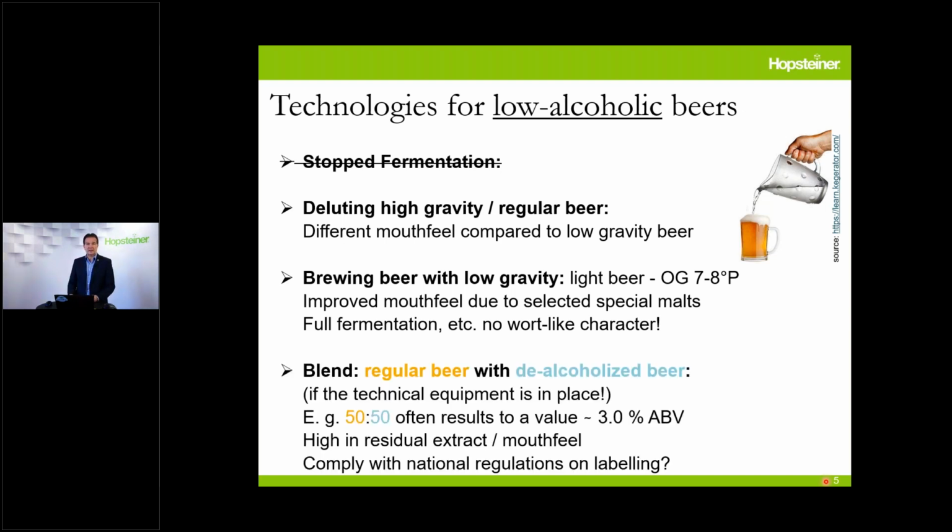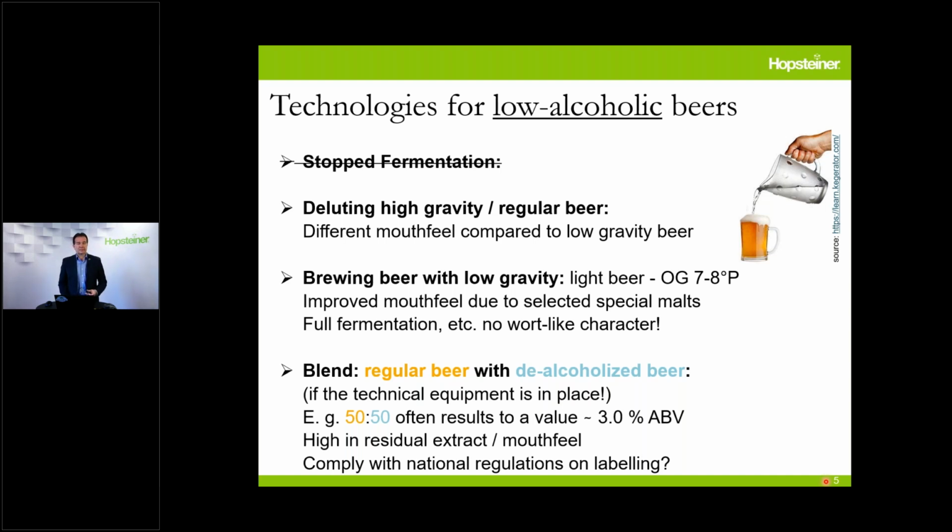It's also an option that I tested: a blend of 50% regular beer with 50% dealcoholized beer. Here we normally result in an alcohol concentration that is a little bit below 3.0%. So that's also an option that we can do. We have a relatively high residual extract that's not fermented, because the original gravity was once much higher than for beer with 7 or 8% Plato. And that gives a little bit more drinkability, a little bit more body.